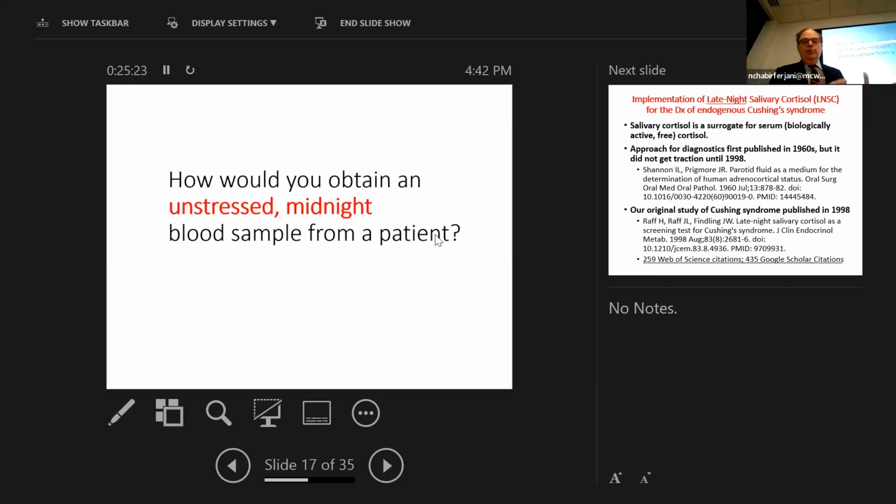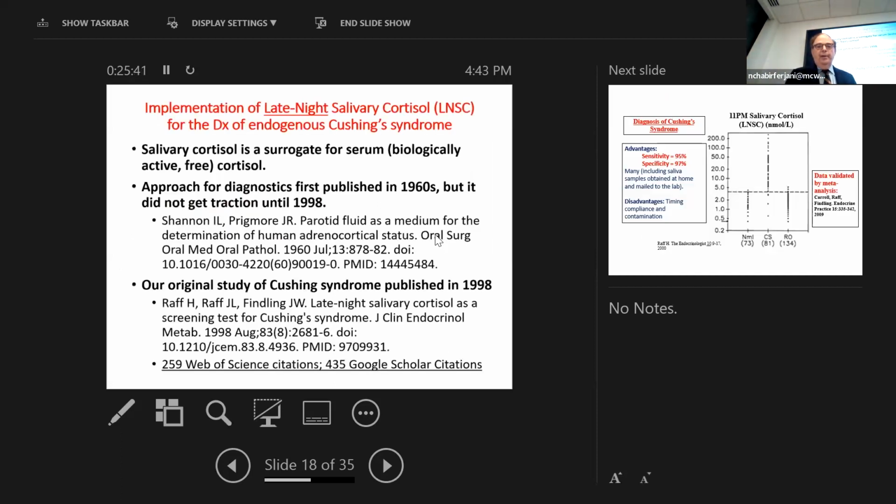How could we get an unstressed midnight blood sample from a patient? Well, that's really impossible. So we realized that there's some other way patients at home could measure cortisol and get an accurate level. And that's when, and I'll let Hershel take over now. I think I addressed this with Hershel, and he said, "Oh, you can measure it in the saliva."